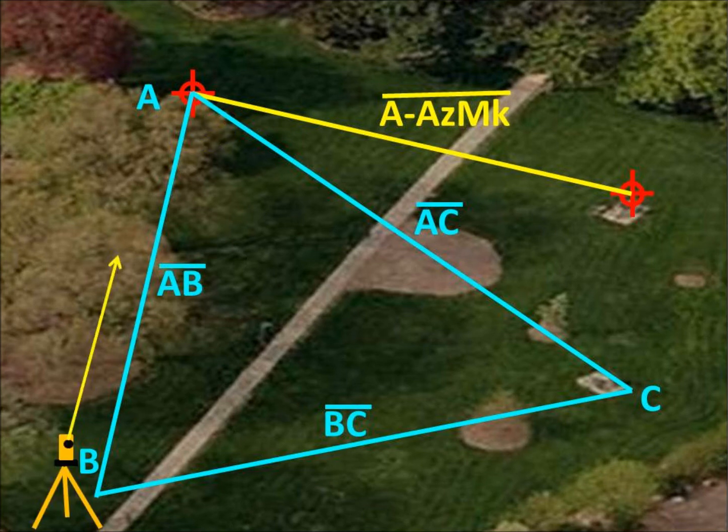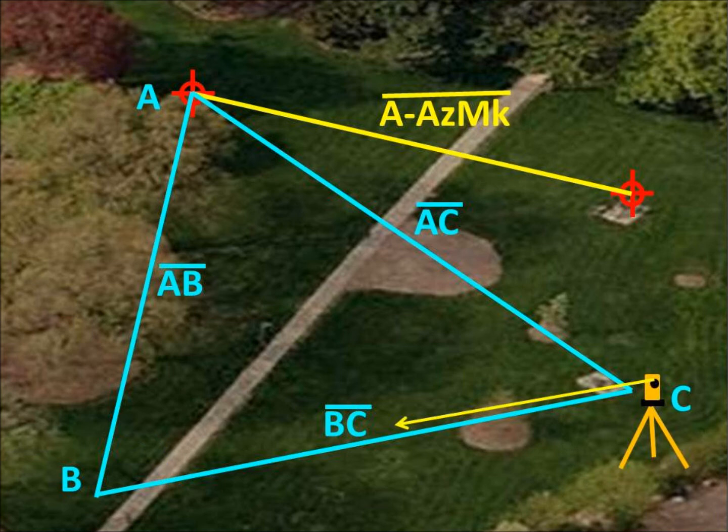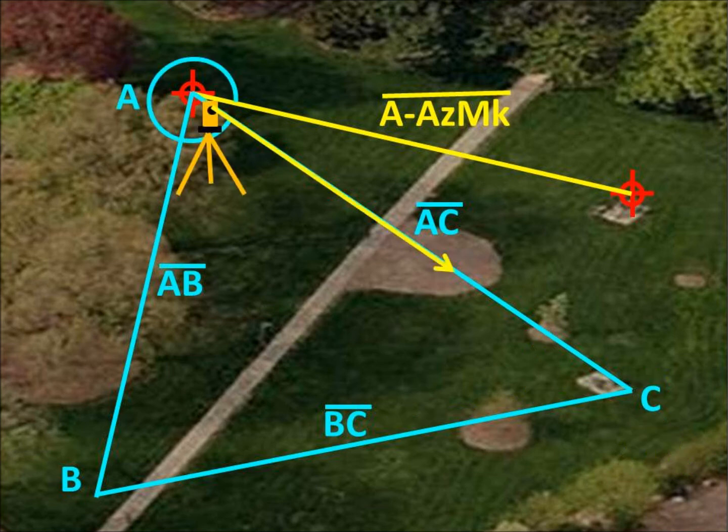So when you move the total station to the second point at B, first cite point A, set the angle to 0, and then turn the station to point C to measure the angle ABC. Likewise, when you move to point C, first cite point B, set the angle to 0, and then turn to point A to measure the angle BCA. For the final setup, you'll go to point A again, first cite point C, set the angle to 0, and then turn clockwise to the azimuth marker to measure the final angle.